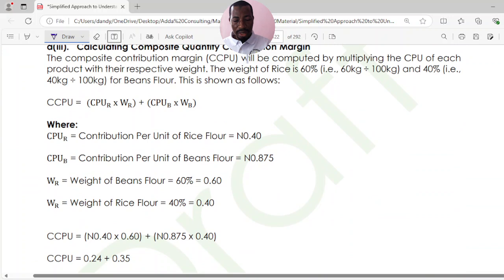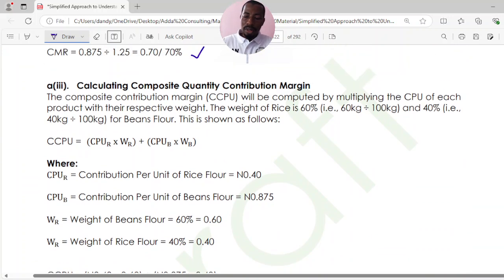So quickly, let's do that. Now, in this number 3 requirement, the composite contribution margin will be computed by multiplying the contribution per unit of each product with their respective weights. The weight of rice is 60%, that is 60 kilogram divided by 100 kilogram. And the weight of beans is 40%, that is 40 kilogram divided by 100 kilogram.